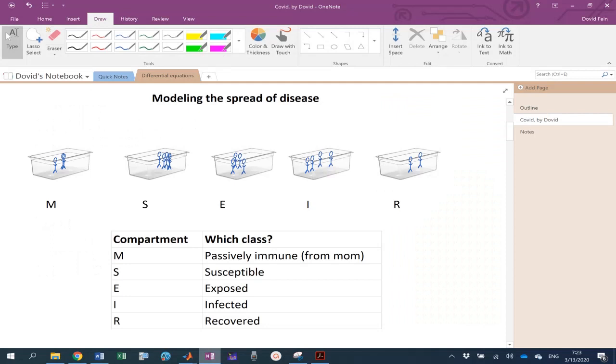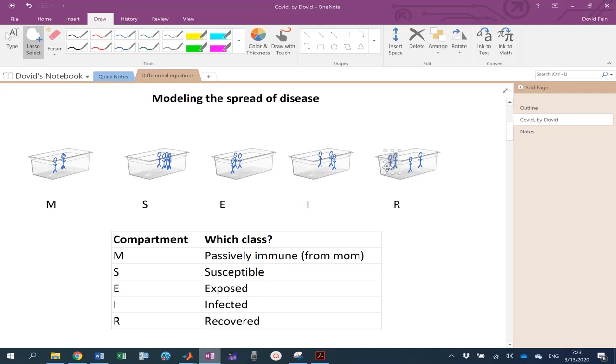In order to create a mathematical model of an epidemic, what we're going to do is split the population into compartments. And on the screen you see 5 different compartments. People who are passively immune, that means they got some antibodies from mom. People who are susceptible, exposed, infected, and recovered. And in modeling, we will have movement from one compartment to another, perhaps from exposed to infected. Perhaps they recover and move over there to the R compartment.